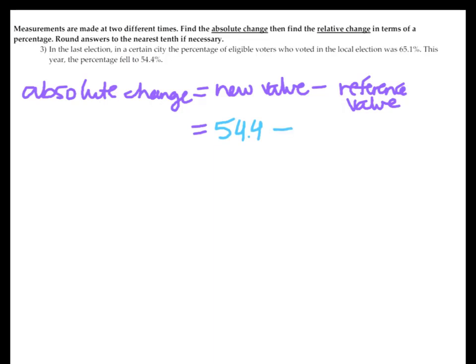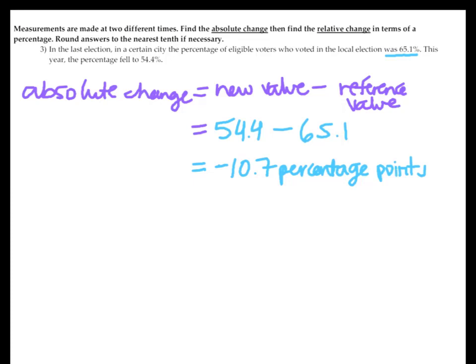The reference value is 65.1. And you'll get negative 10.7 percentage points. So always note that the absolute change units will be measured as percentage points. And with that being said, the relative change is always measured as a percent.